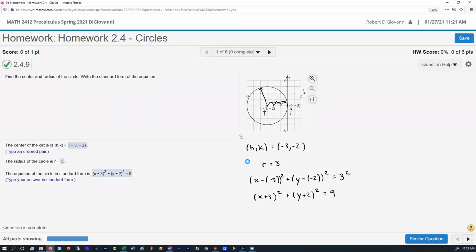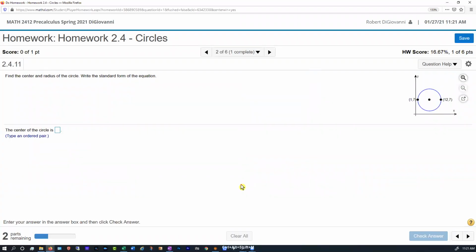All right, next question. So find the center and the radius of this one. Kind of hard to, well, I guess we can do. So what we notice here is that these 2 points that lie on the edge of the circle, if you draw a line straight through them, since they both have the same y coordinate of 7, that means that the y coordinate of that center, or in other words, the k, is also 7.